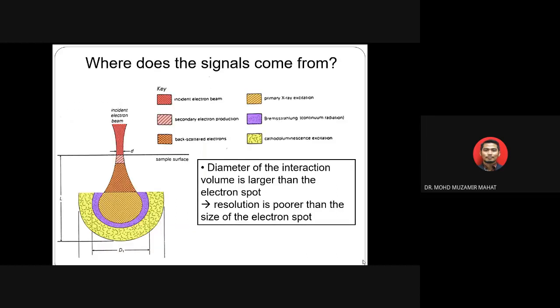Okay, talking about the signal, how and where does the signal come from? See, the incident electron beam is on the top one. You can also see the secondary electron production down here a little bit. Moving down, we can see backscattered electrons going even deeper, then primary X-ray excitation, Bremsstrahlung, continuum radiation, and cathodoluminescent excitation down here.